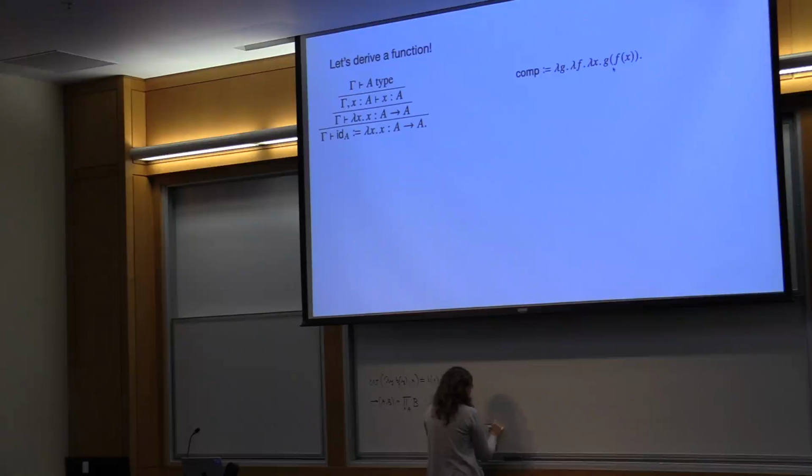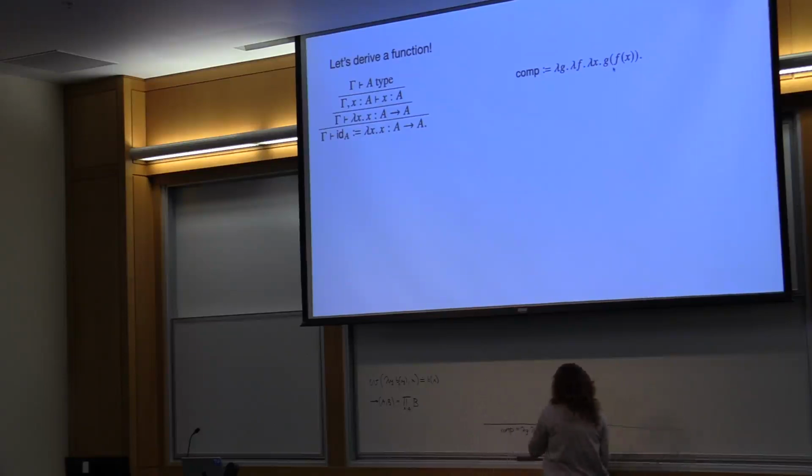So what we want in the end is to derive comp, colon equals, what do I have, lambda g first? Lambda g, lambda f, lambda x, g applied to f applied to x. Okay? What type does this function have? Right? It's a pi type, or we can try with ordinary functions.